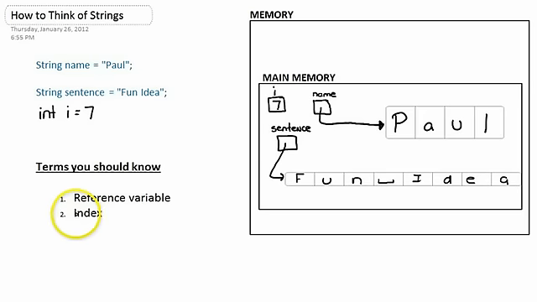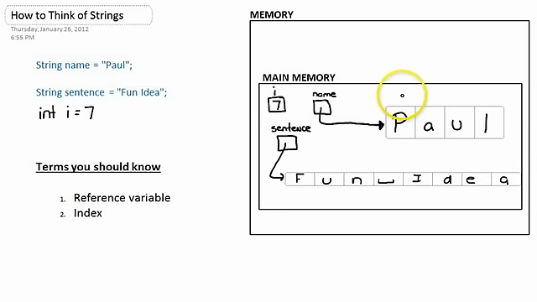The second word we want to familiarize ourselves with is index. An index represents the position of each letter in the word. And this is a very important idea, because understanding the index, how letters are indexed, allows us to manipulate strings. So the key thing here is that we always index a word starting with 0.